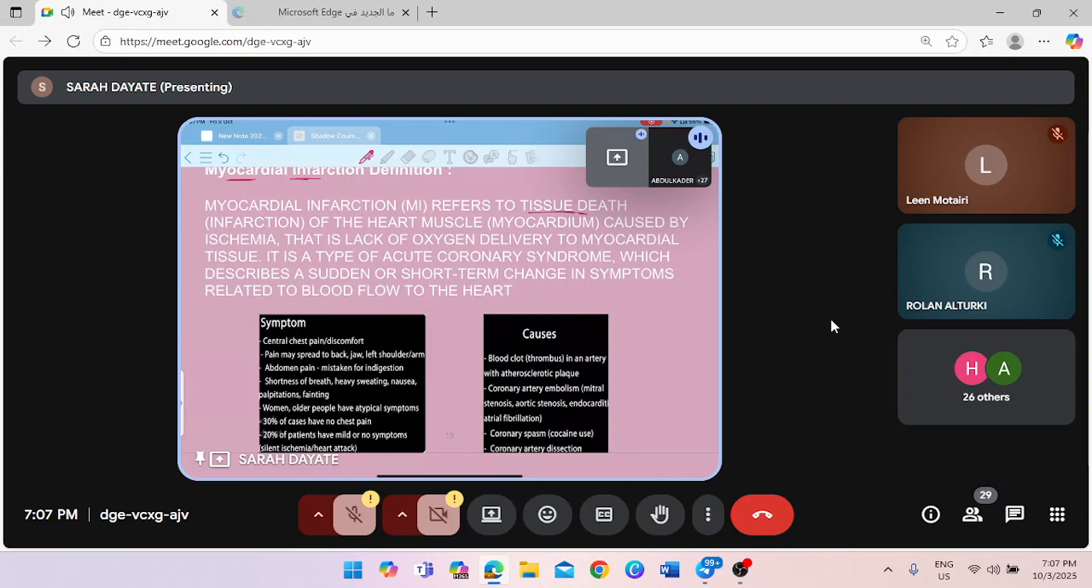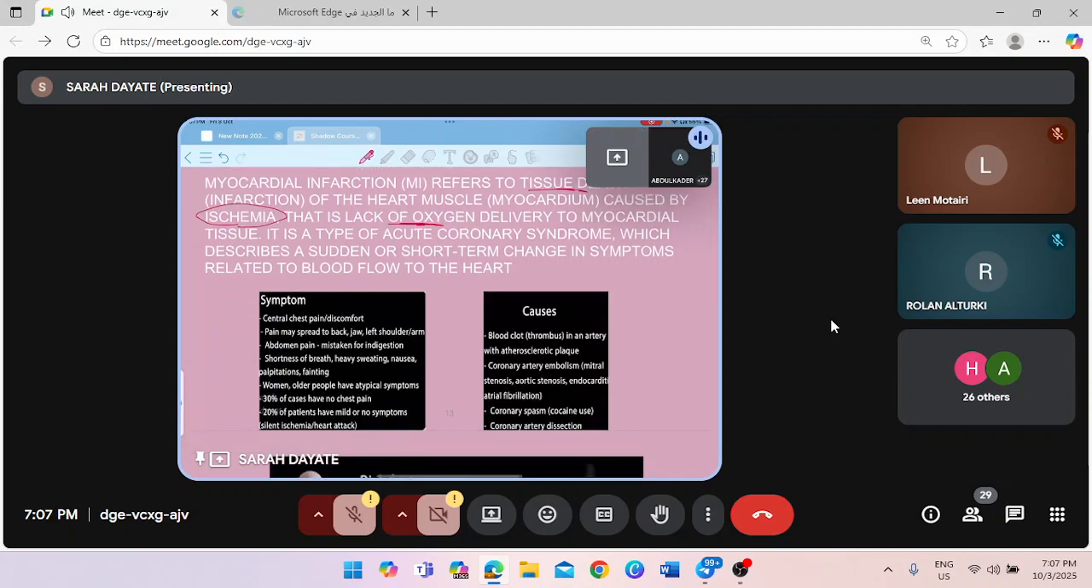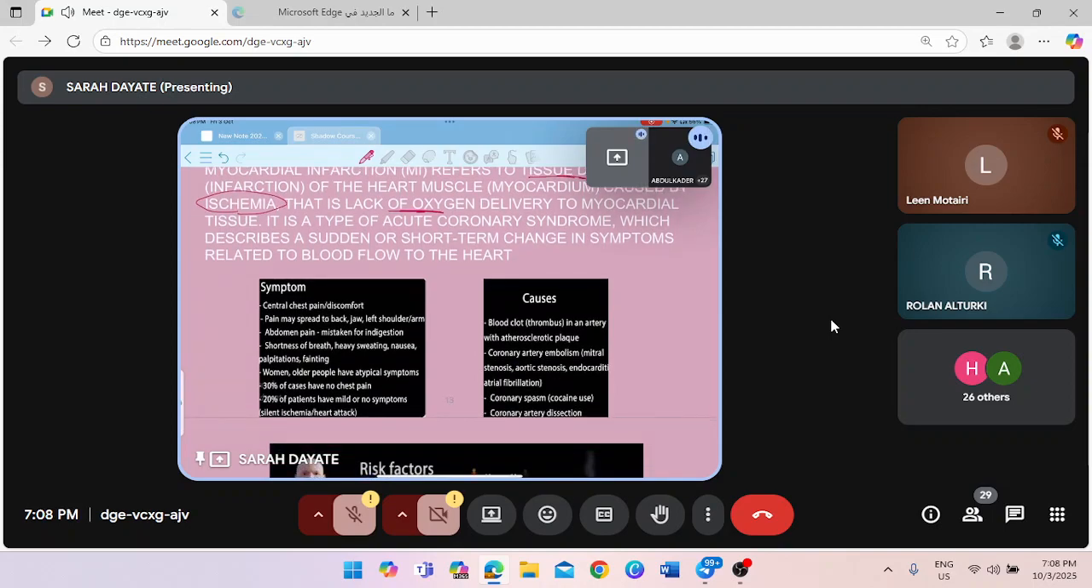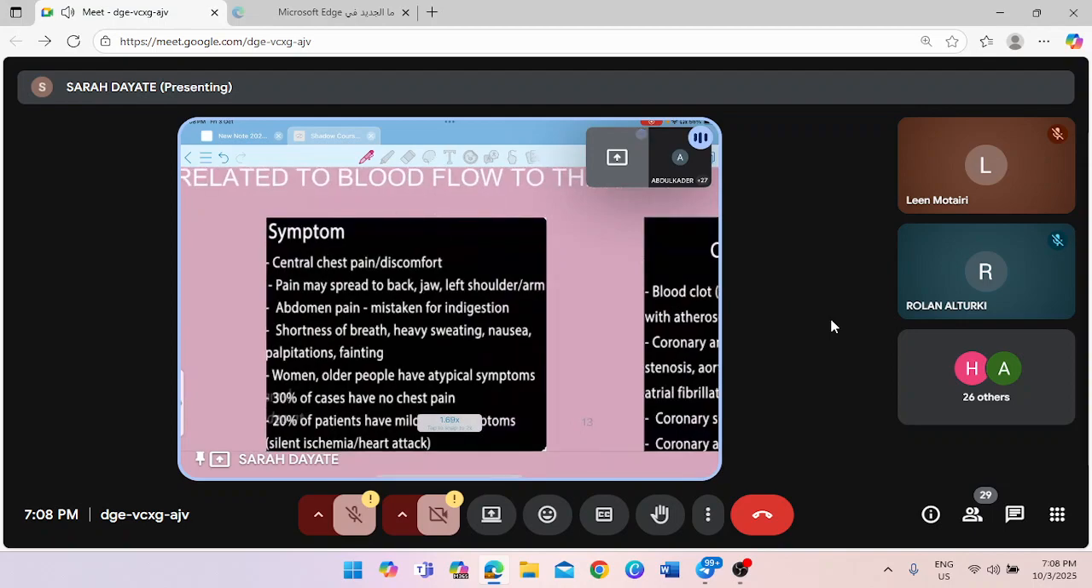It can be caused by ischemia, which, as I said, is the lack of oxygen delivery. It's a type of acute coronary syndrome, which is a sudden or short-term change in the symptoms related to blood flow to the heart. What are the symptoms that the patient can have after the MI? Chest pain or angina pectoris.